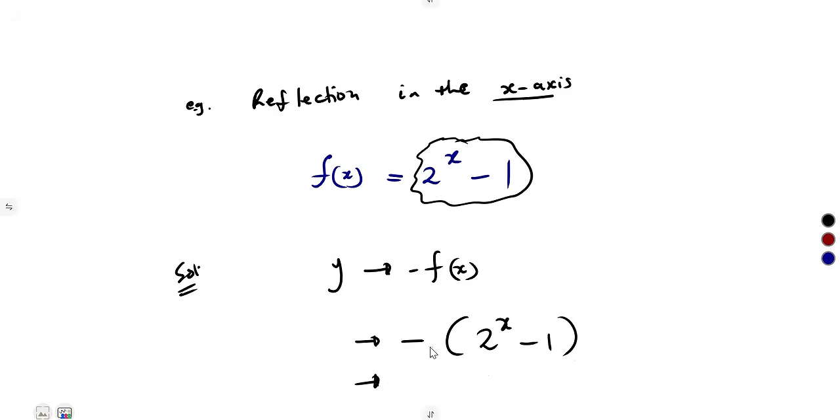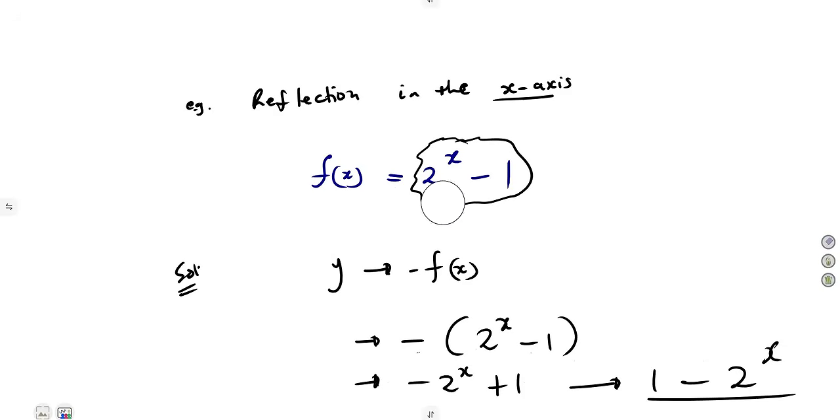So that is going to give us what? Negative times this, that's negative 2 to the exponent of x. Negative times negative, that's a positive 1. So you can even just write it as 1 minus 2 to the exponent of x. This is how you can have your transformations.